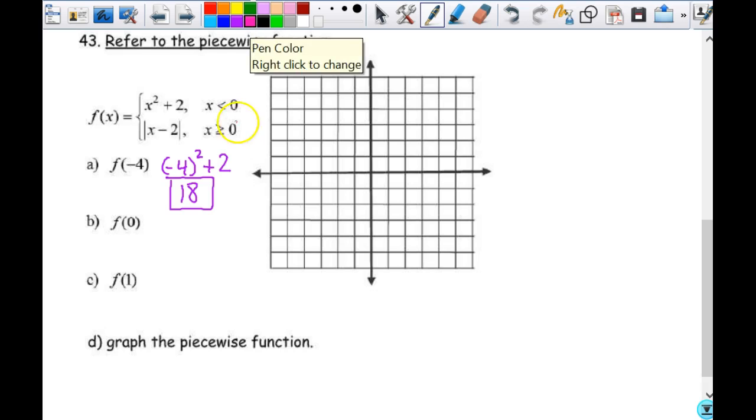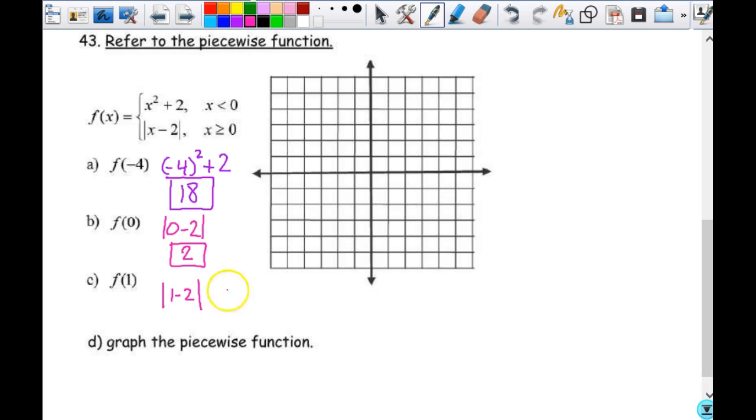So if x equals 0, it's in this part right here. So I'm going to get the absolute value of 0 minus 2. So the absolute value of negative 2 is 2. If x is 1, it's greater than 0, so it goes in here. So I'm going to get the absolute value of 1 minus 2. So that's the absolute value of negative 1, which is 1.